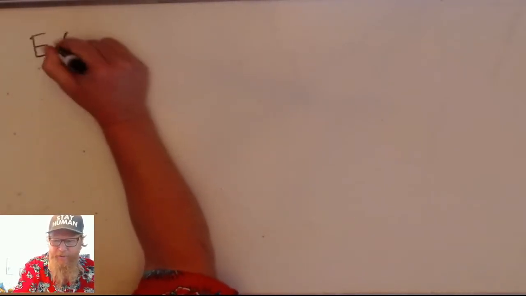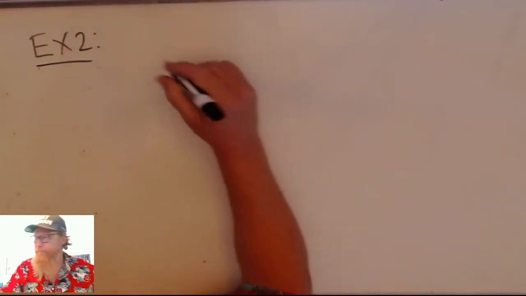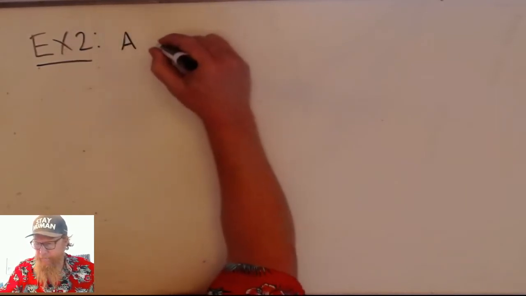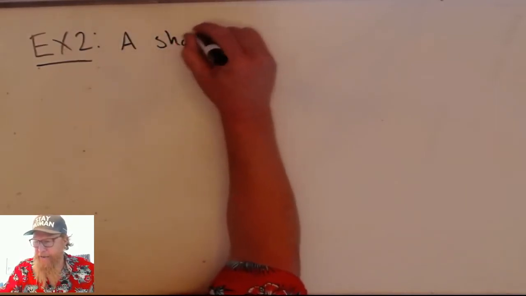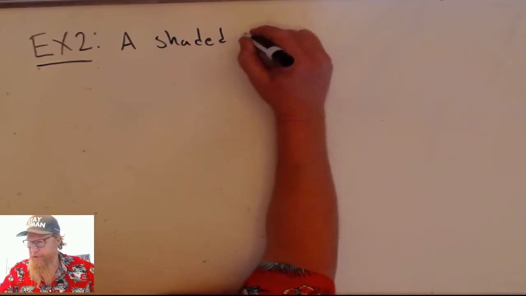So example 2. A shaded half circle. It's actually called a disk.